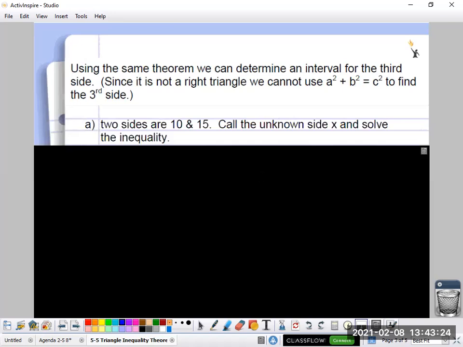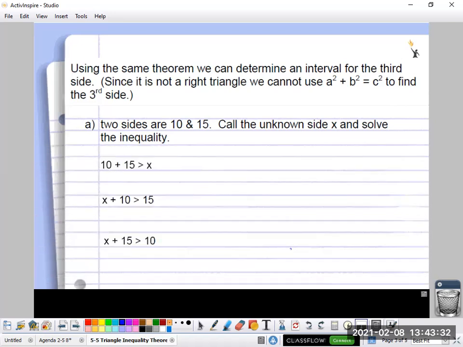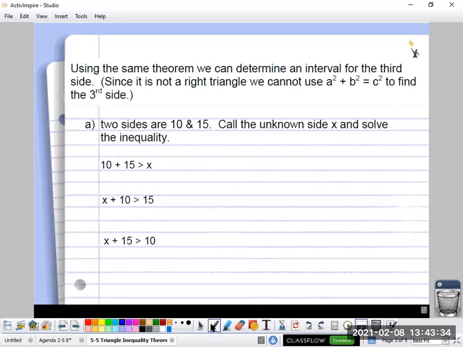So the two sides are 10 and 15. We're going to call the unknown side x and solve each of those inequalities. So the sum of two sides is greater than the third. Now think of it this way: we've got this nice little triangle. One side's 10, one side's 15, and the other side is x. And we're trying to find the interval for what that side could be. So we pick two sides, and their sum is greater than the third. So we just go through and work these inequalities.